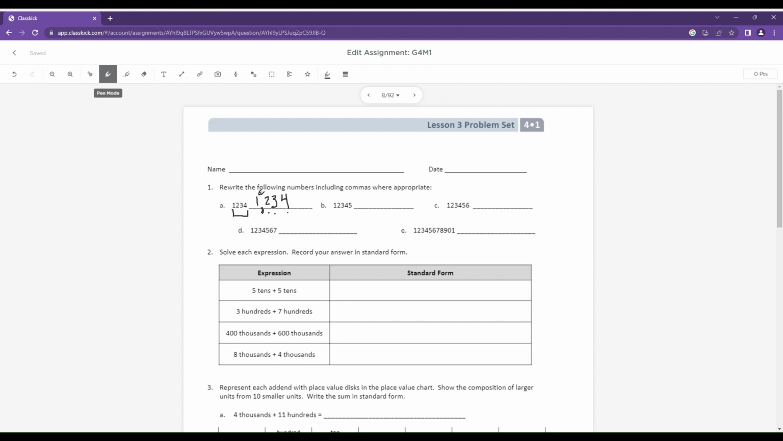So we would read this as 1, and then where that comma goes, you say the name of that period. So this would be 1,234. Again, 1, 2, 3 digits, then we put our comma. So we would have 12,345. Here we have a total of 6 digits, so we're going to put a comma after 3 of them. So 1, 2, 3. Here goes the comma to make 123,456.